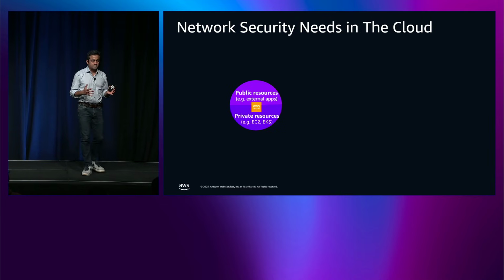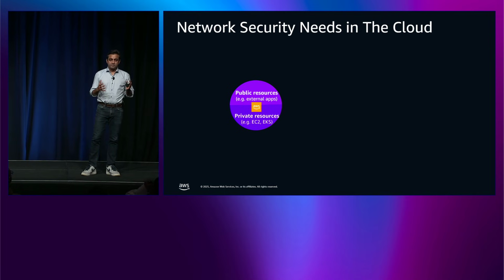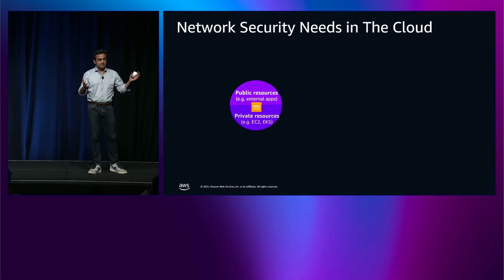So most of our customers have two kinds of applications or resources hosted on AWS. The first is public applications. So think of your retail website, any user can access that. Your API gateway, anybody can use those API gateways and connect to your applications. And you need to protect those.